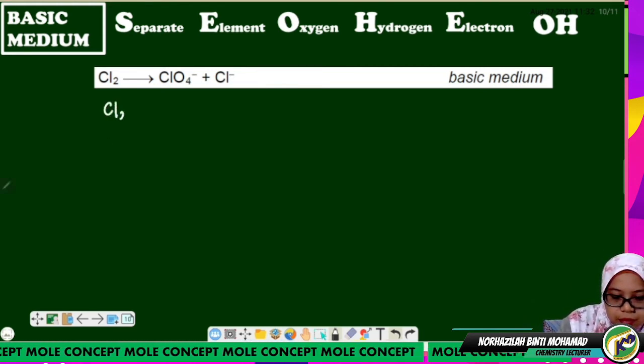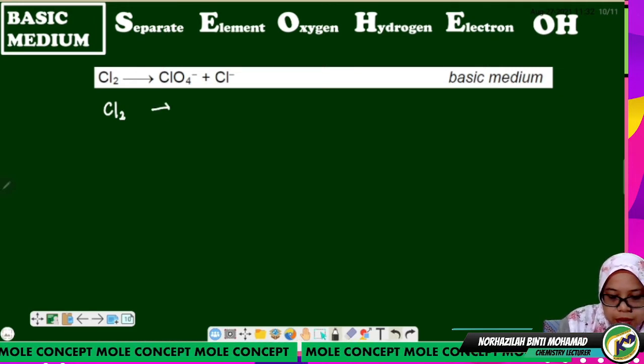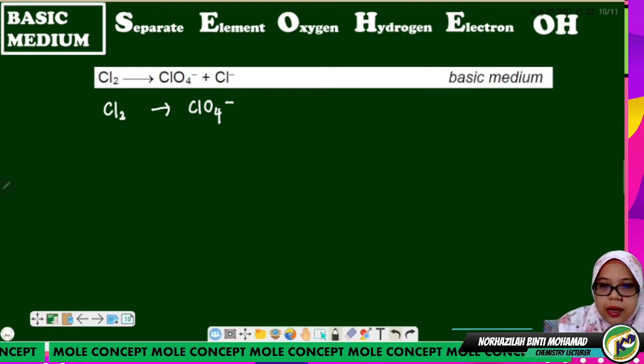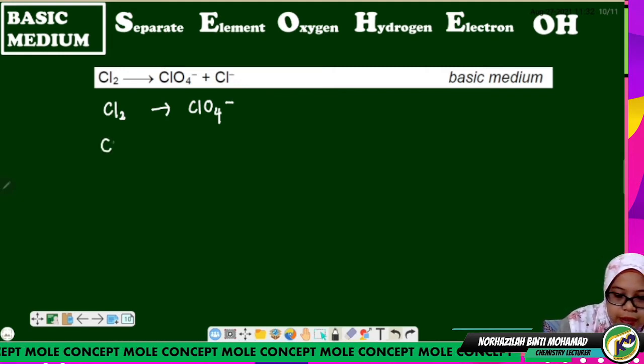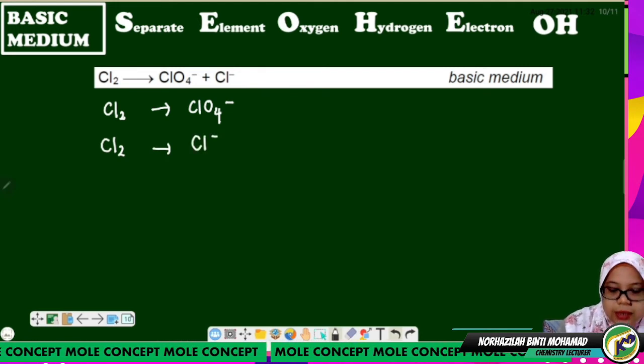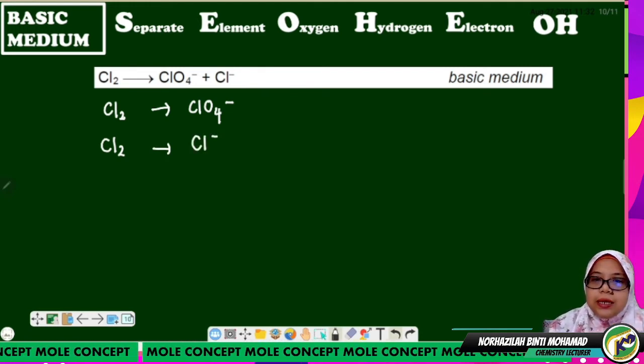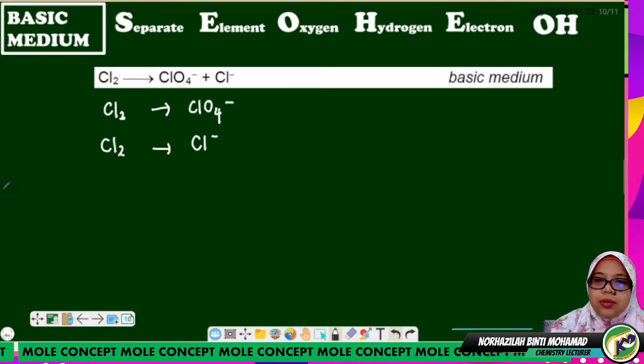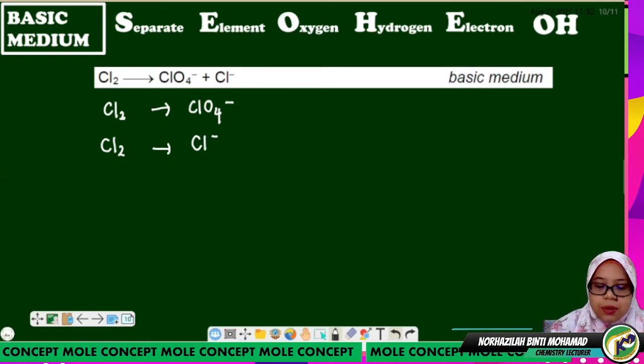Cl2 produce ClO4 minus. The other one is Cl2 produce Cl minus. Okay, and then in this case, we need to determine which one undergoes oxidation and which one undergoes reduction. So we look at the first one.